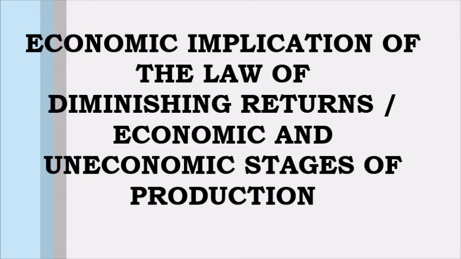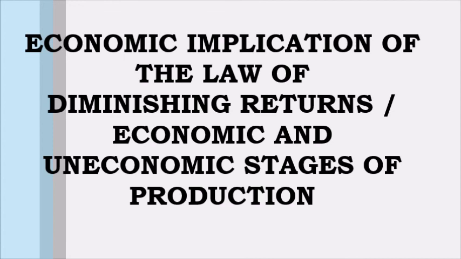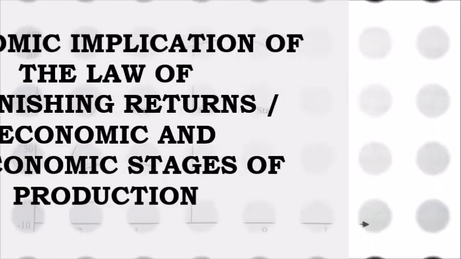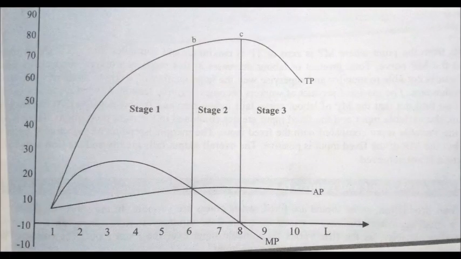Now let's look at the economic implication of the law of diminishing returns, or economic and uneconomic stages of production. Now let's look at this graph very well. We have the quantity from 90 to -10. Then we have the labor from 1 to 10.